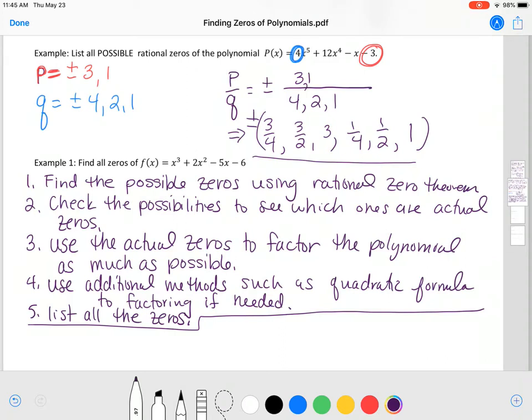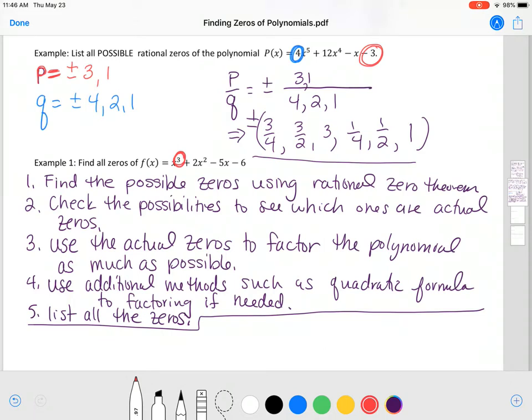Now we're starting off with a nice easy one. This one works out really nicely. Notice that this is a degree 3 polynomial, which means I should have 3 zeros. Whatever the degree is, if it's degree 4, then I should have 4 zeros. So if I have a degree 4 and I found 3 zeros, I should know that I should have 1 more zero. I'm not done yet.